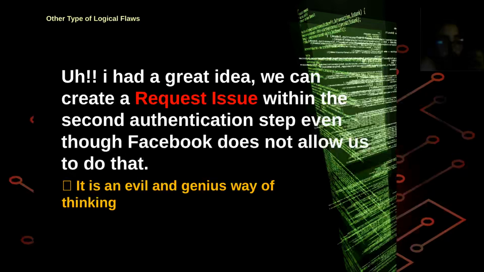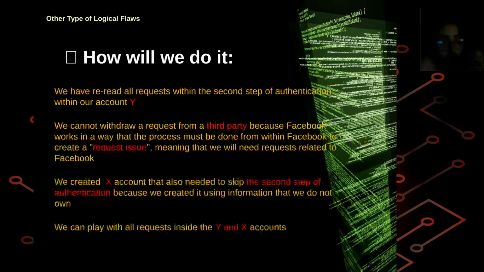But how will we do it? We have to create our request within the second step of authentication within our account Y, the account that we want to open. So we want to skip the second step of authentication to open our account Y. We cannot withdraw a request from a third party, because Facebook works in a way that the process must be done from within Facebook to create a request issue, meaning that we need a request related to Facebook.